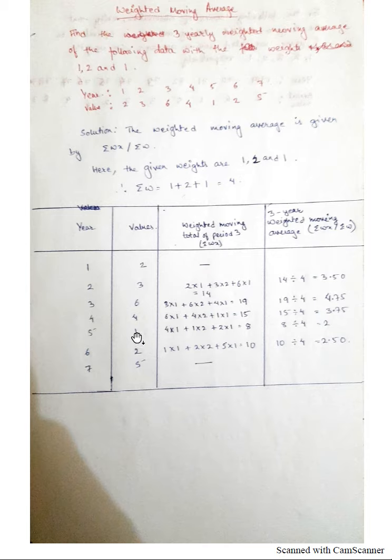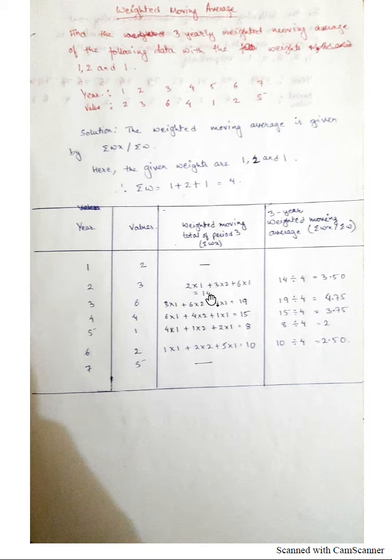And for our final set here, our first number is 1. Our first weight is 1, so 1 into 1 plus our second number is 2, our second weight is 2, plus 2 into 2, and our third number is 5 and our third weight is 1, so 5 into 1, the total will be 10.